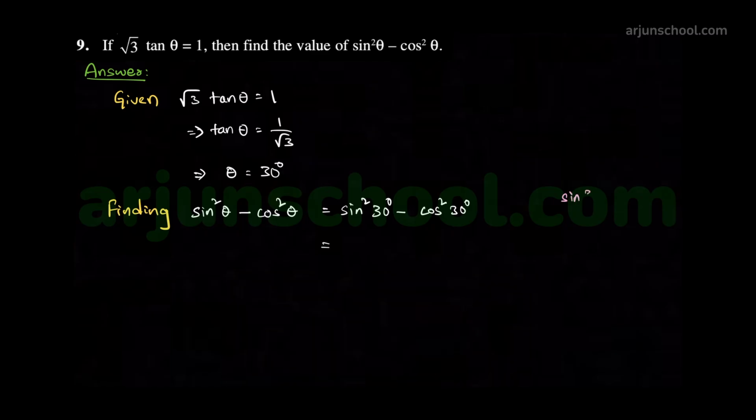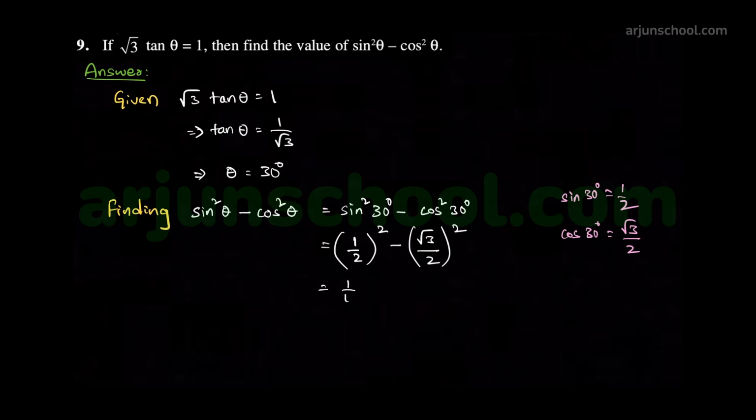We know that sin 30 degrees is equal to 1 by 2 and cos 30 degrees is equal to root 3 by 2. Let us substitute these values in the given expression. Sin 30 is 1 by 2 whole square minus cos 30 is root 3 by 2 whole square. 1 by 4 minus 3 by 4.